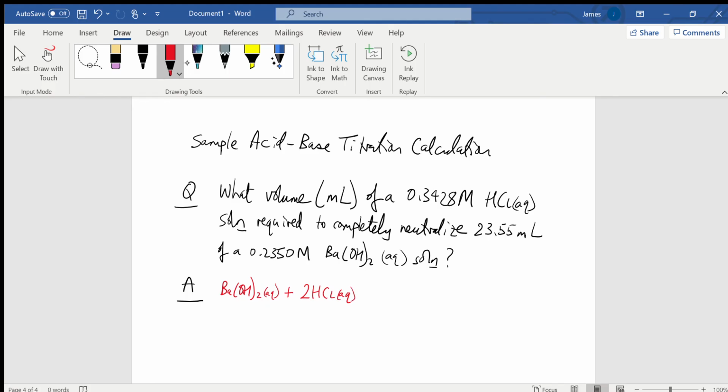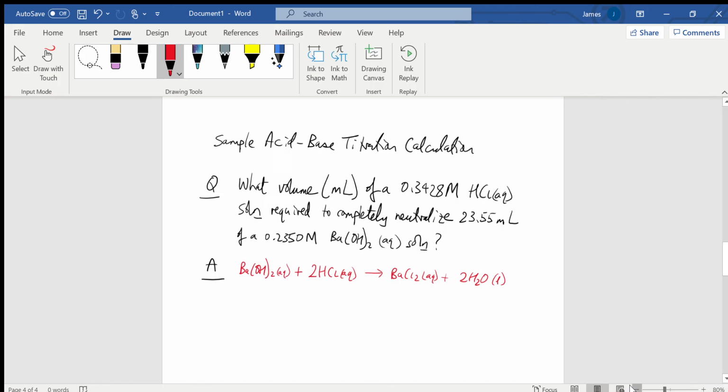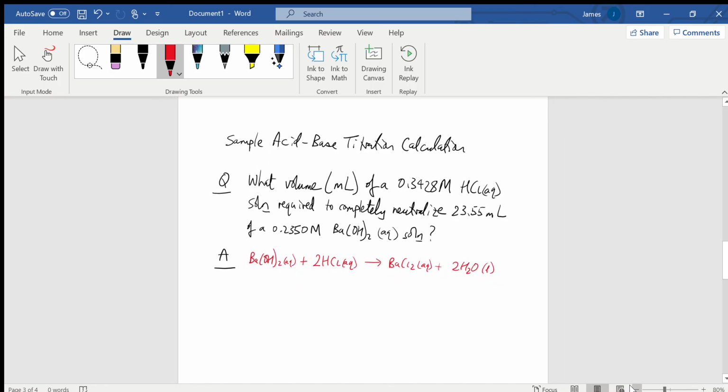Okay, so barium hydroxide, 2 lots of HCl to give barium chloride and 2 lots of water. So neutralization: base, acid, salt, water. Okay, we are going to have to do a dimensional analysis type solution. So let's gear up for our dimensional analysis.